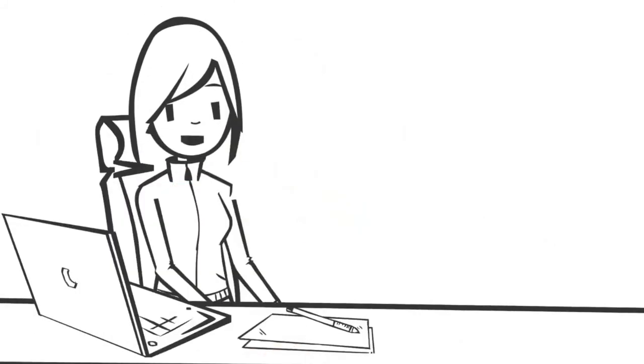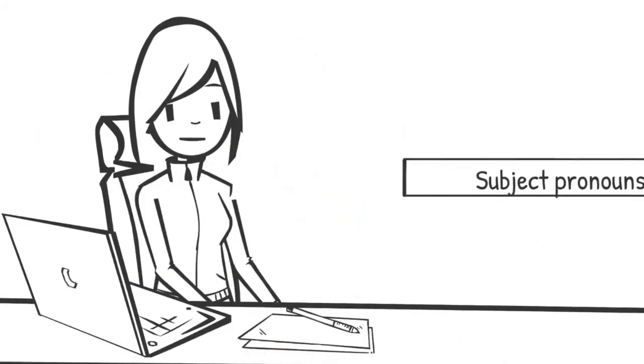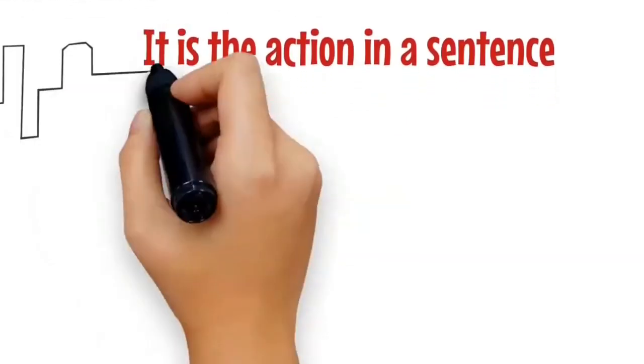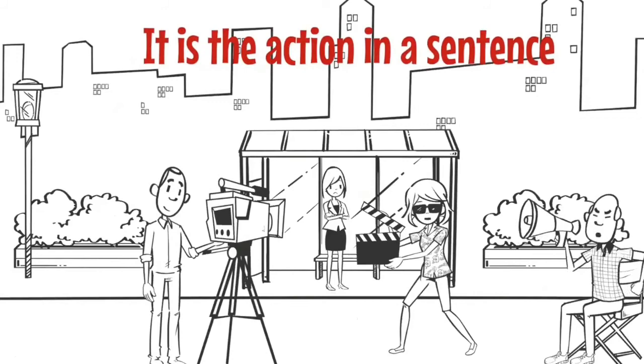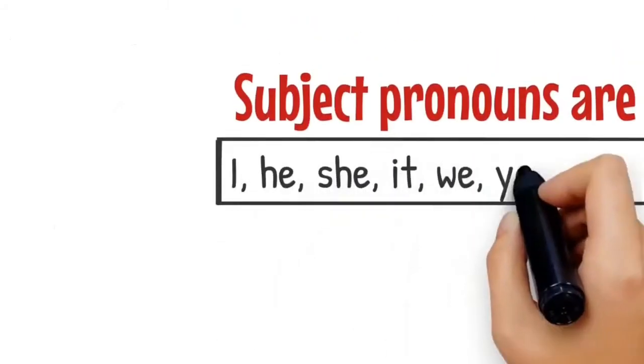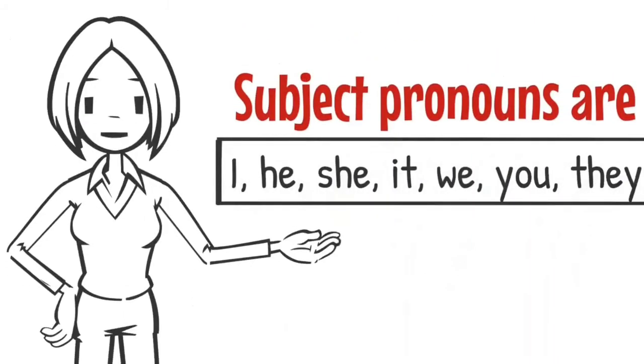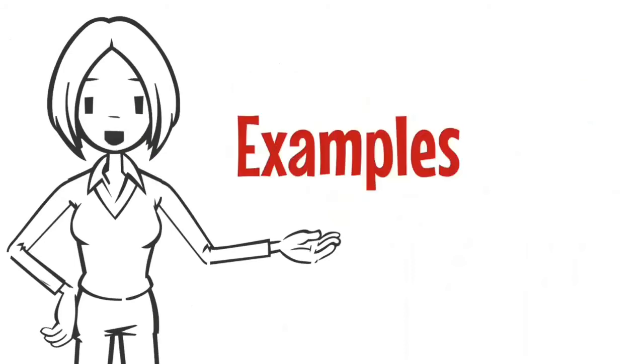Let's start off with subject pronoun. A subject pronoun is a pronoun that does the action in a sentence. Subject pronouns are I, he, she, it, we, you, and they. Here's a few examples of what a subject pronoun is.